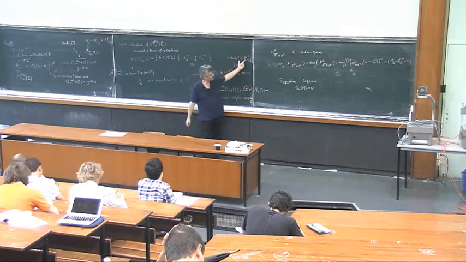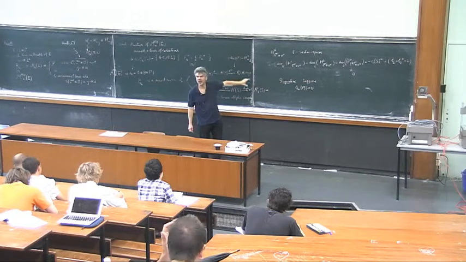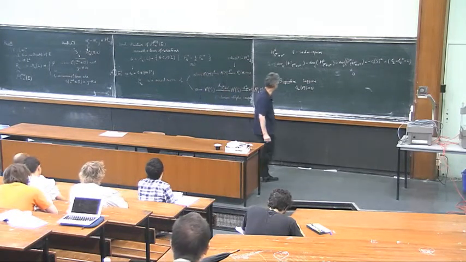So this means that if B plus is 0, this will vanish. Yeah, so at least we have no obstruction coming from the first part of the complex.